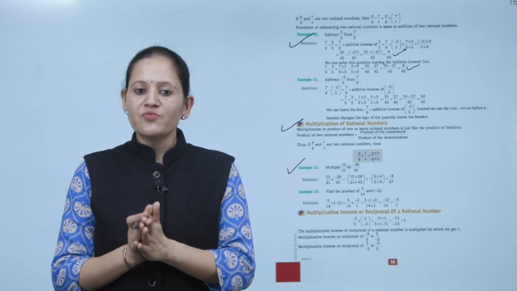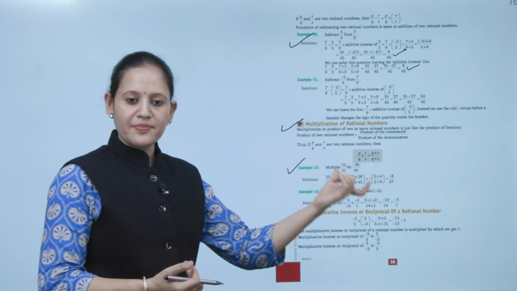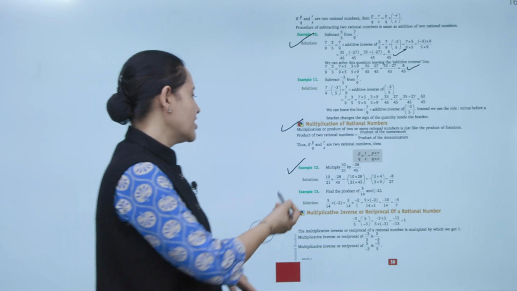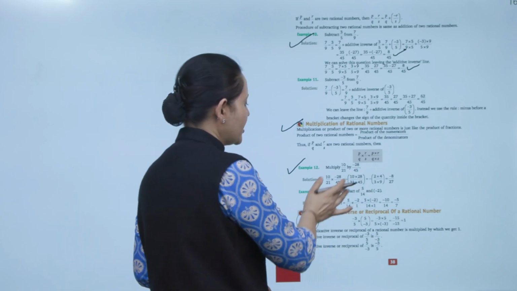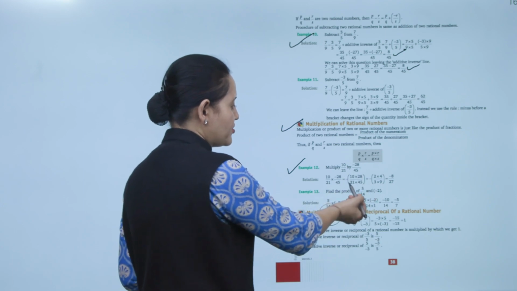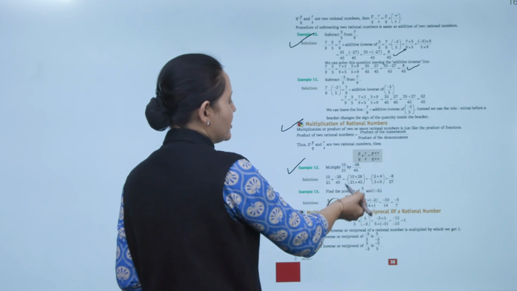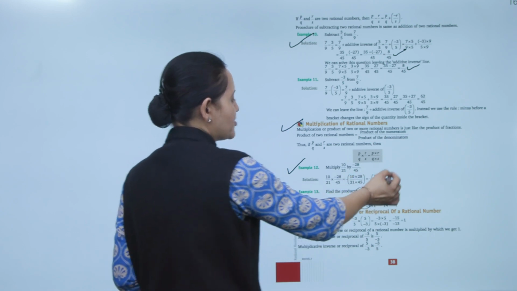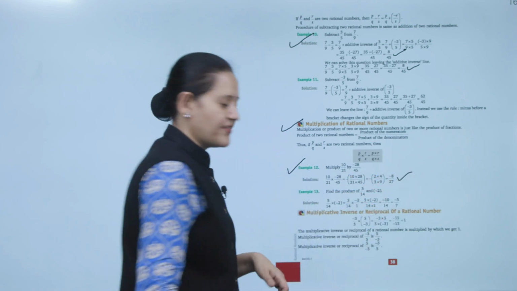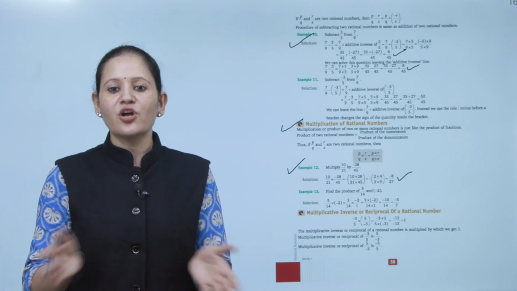Multiply 10 upon 21 by 28 upon 45. So simply numerator को numerator से multiply करेंगे and denominator को denominator से. So 10 into 28, minus को हमने बाहर ले लिया है, 10 into 28 upon 21 into 45. So that is equal to lowest term में change करेंगे, so that is equal to minus 8 upon 27. Clear? Next is the multiplicative inverse or the reciprocal of a rational number.